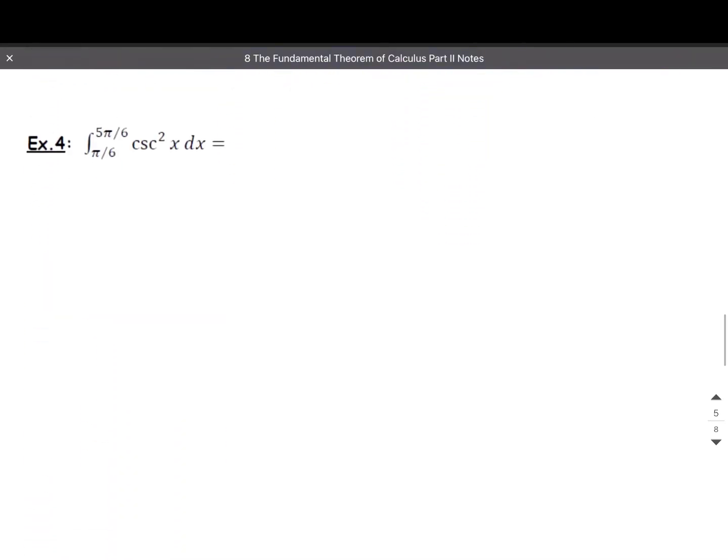Here's another one, and again, it's trig. We're going to do the integral from pi over 6 to 5 pi over 6 of cosecant squared x dx. Now, what has an antiderivative of cosecant squared? Well, it's not quite cotangent x, it's the negation of cotan x. And we have to evaluate this from pi over 6 to 5 pi over 6.